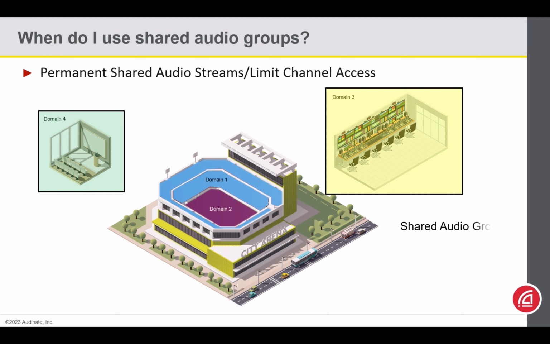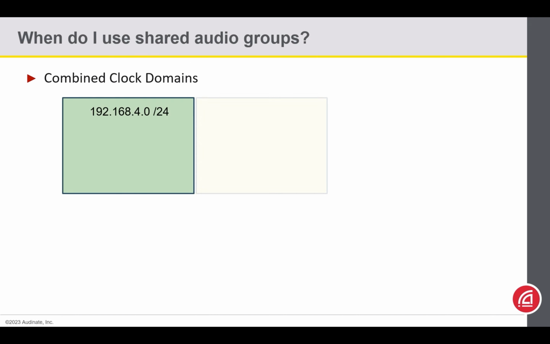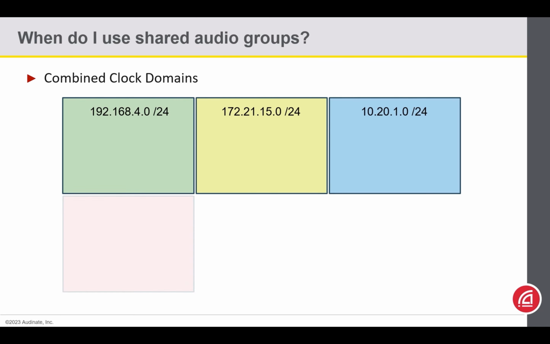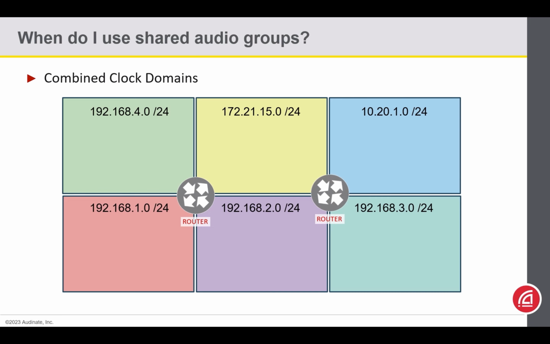Creating a shared audio group allows every device to operate from a common clock, thereby ensuring in-sync audio, but still only have access to the information they would need. We already know that each domain that we create is isolated by default, in what we refer to as a clock domain. Shared audio groups create a common clock domain, whether or not they are in the same or different subnets.